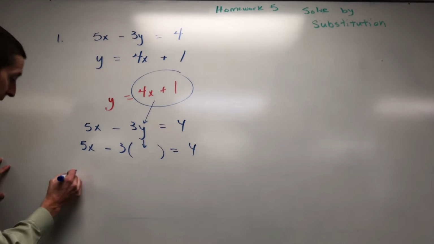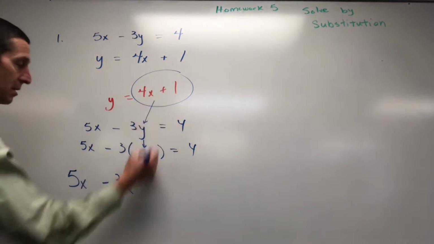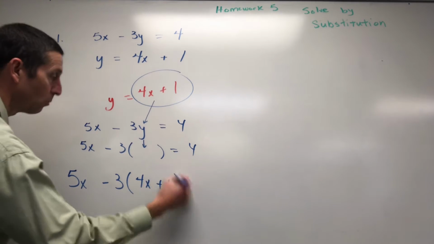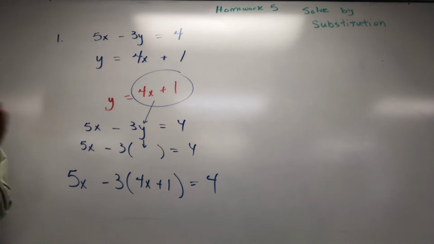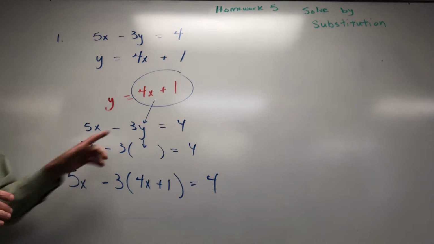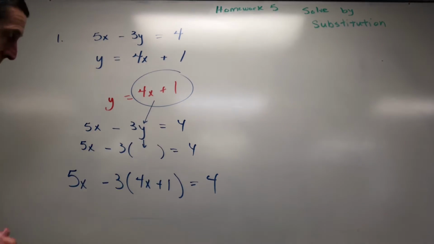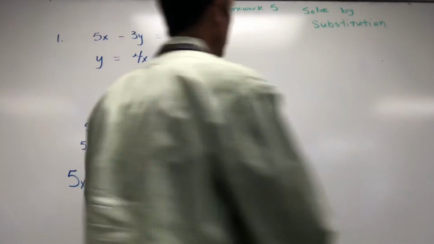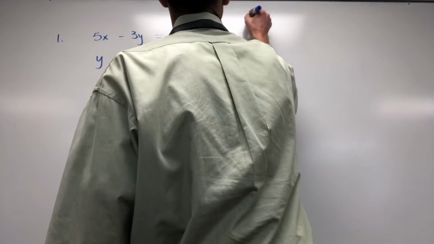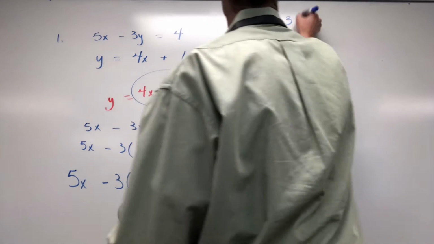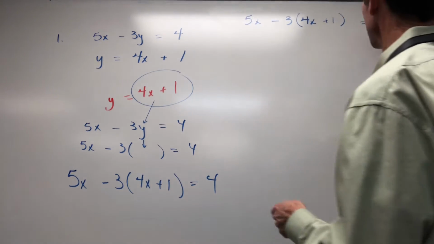So this now looks like 5x minus 3, and then y is equal to 4x plus 1, equal to 4. All right, we just substituted one equation into the other. We've got it all lined up. Let's clean it up. Let me move it up here where you can see it a little better. So we have 5x minus 3, 4x plus 1 equals 4.